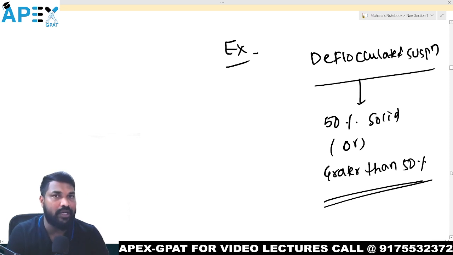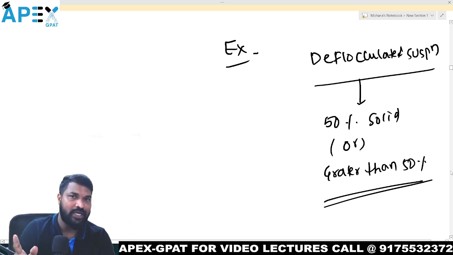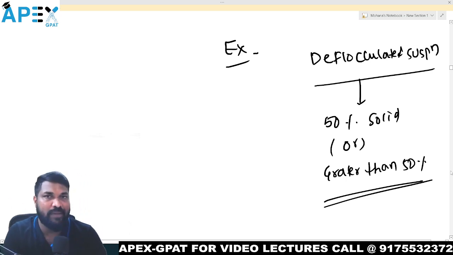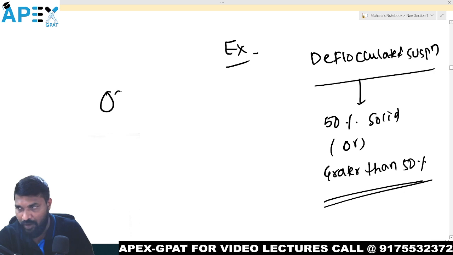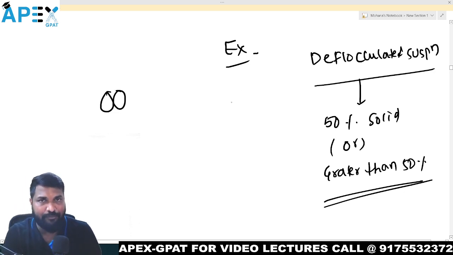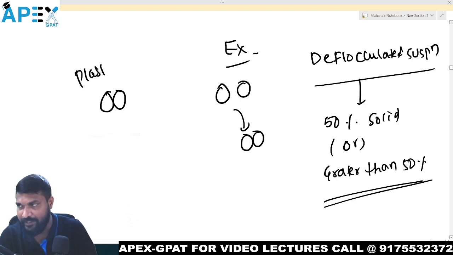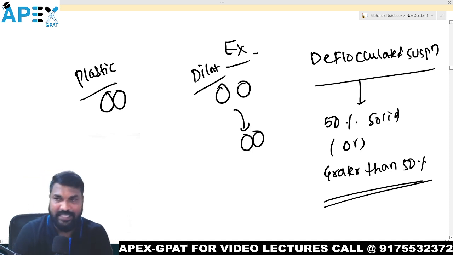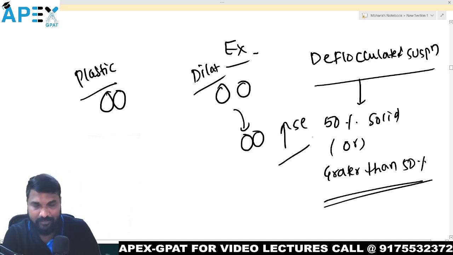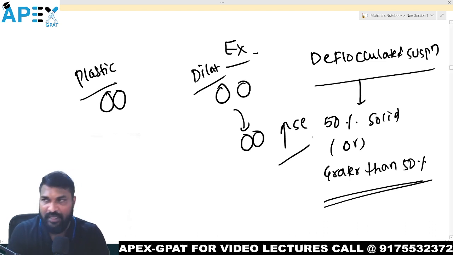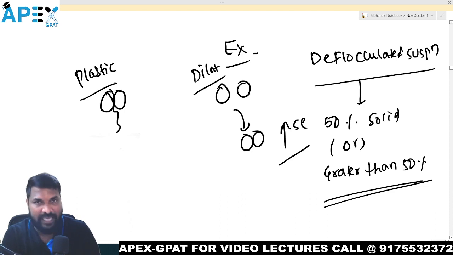Examples are very, very important here. Flocculated suspension will come under the plastic flow. They have flocks. Dilatant deflocculated suspensions don't have flocks, but after applying the stress, they adhere. This is plastic, this is dilatant. That's why viscosity increases in the dilatant flow. Shear thickening. Here breaking, here we are breaking.